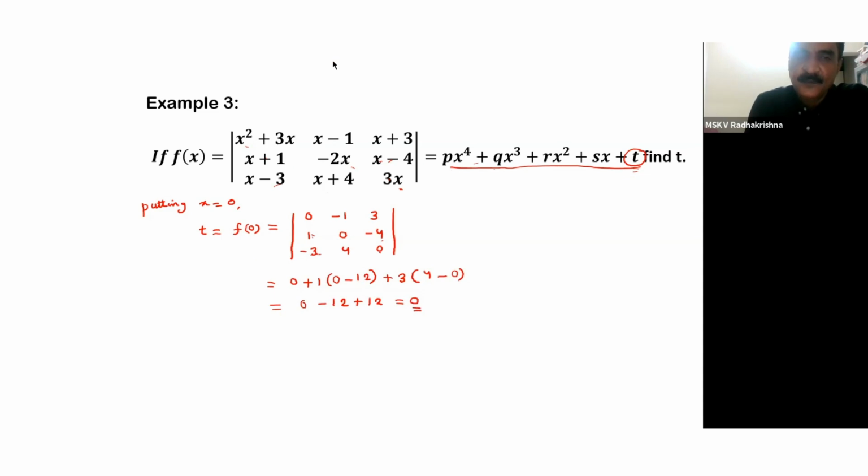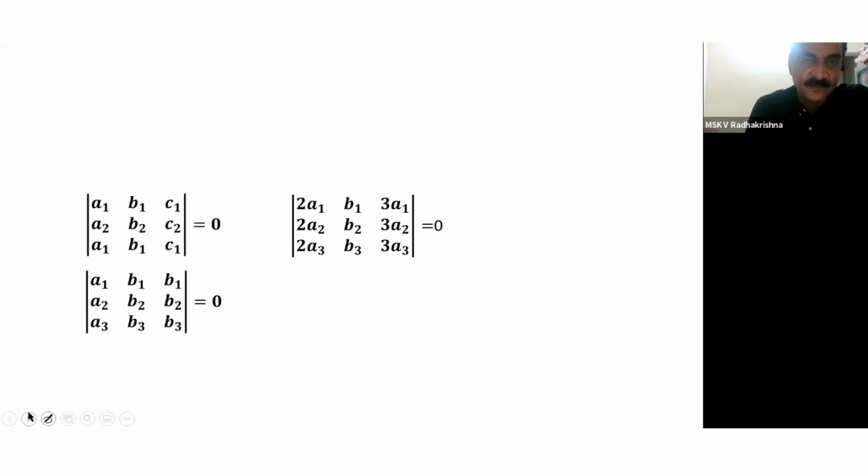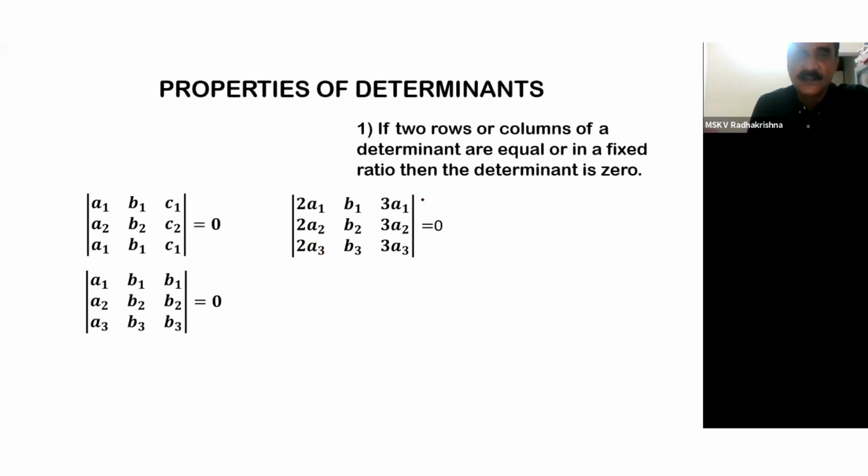Now, without expanding the determinant in the normal way, we can calculate the value of the determinant by using the properties of determinant. What are properties of the determinant? Let us discuss. Properties of determinant. First property. If two rows or columns of a determinant are equal or in a fixed ratio, then the determinant is equal to 0. You see this example.